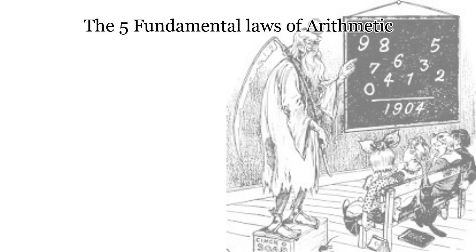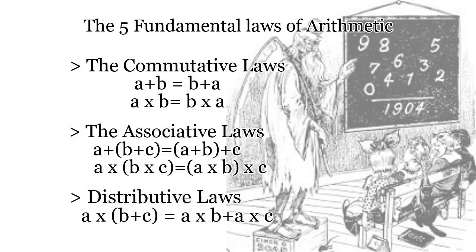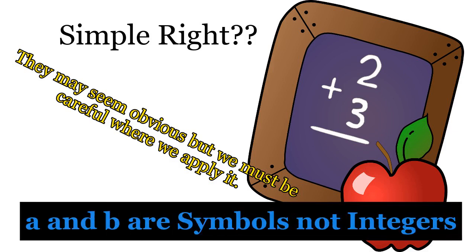With this agreement, we may state 5 fundamental laws of arithmetic, which you may be familiar with. These are the 2 commutative laws for addition and multiplication, the 2 associative laws, and a distributive law. These laws of arithmetic may seem very simple and obvious, but they might not be applicable to entities other than integers. And you must note that here A and B are symbols and not integers.